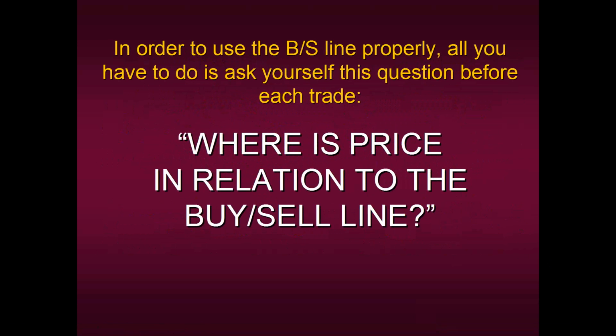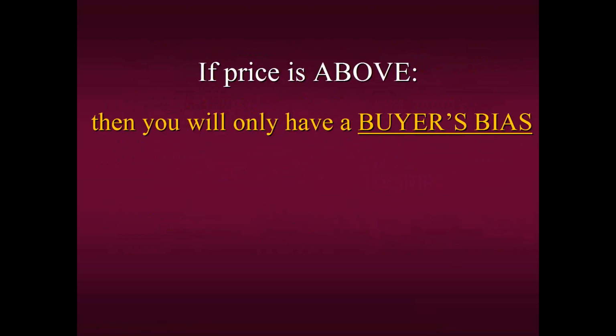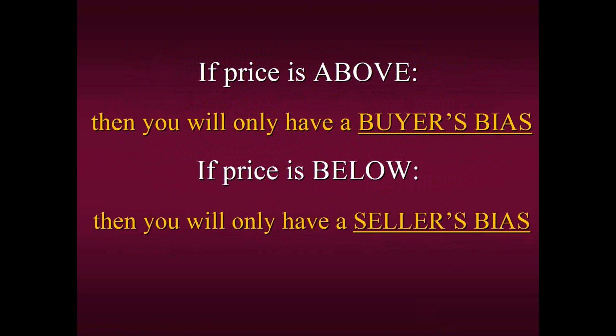Because once you ask yourself that, you're only going to come up with 2 possible scenarios. If price is above, then you will only have a buyer's bias. That means whatever strategy you're trading, you should only be concerned with the buy signals. Conversely, if price is below the 50-period moving average, the buy-sell line, then you should only have a seller's bias. Whatever strategy, whatever technique you're thinking, if some earnings came out, if you want to sell because it's bad earnings, that price should be below the buy-sell line, okay?